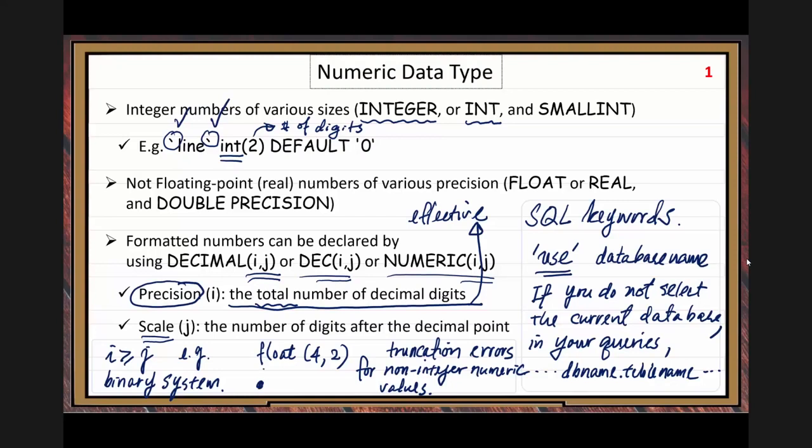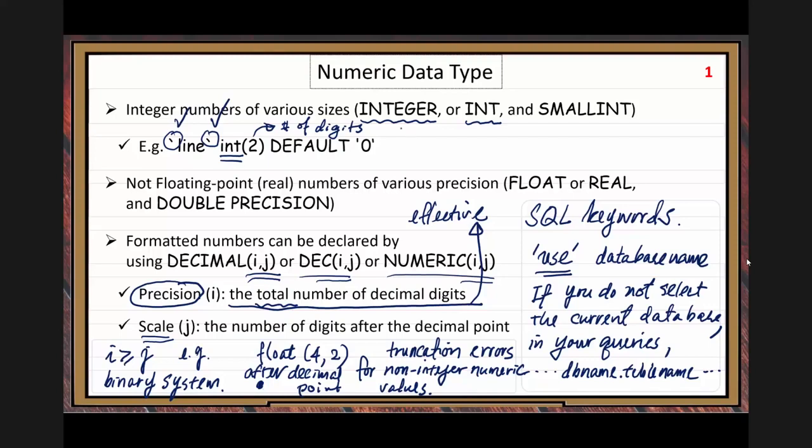But after the decimal point, if you convert it to binary fractional numbers, then you will get truncation errors. You may get truncation errors. Why? Let me explain. That would cause errors. All right.